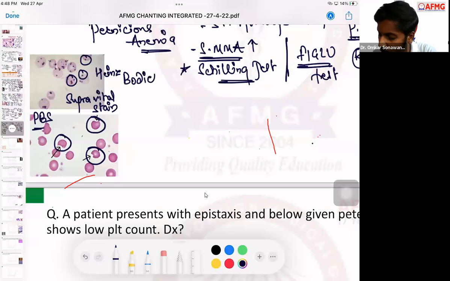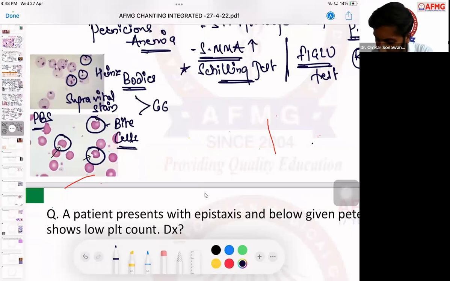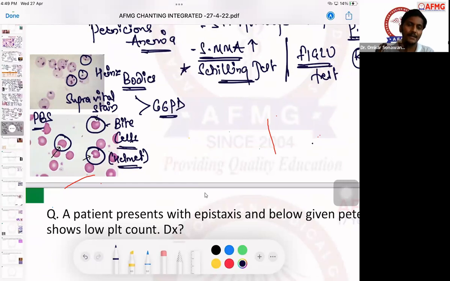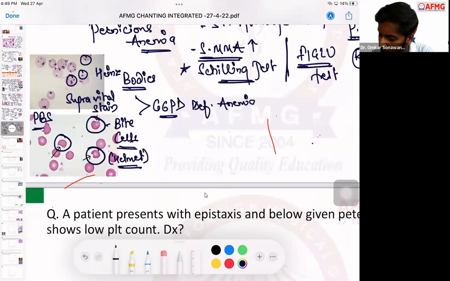Whenever these Heinz bodies pass via the spleen, the spleen will take a bite of that part of the RBC, and therefore these cells are called bite cells. On a peripheral blood smear, bite cells and Heinz bodies are both a feature of G6PD deficiency. Bite cells can also be called helmet cells. So bite cells, helmet cells, or Heinz bodies are mostly a feature of G6PD deficiency anemia.